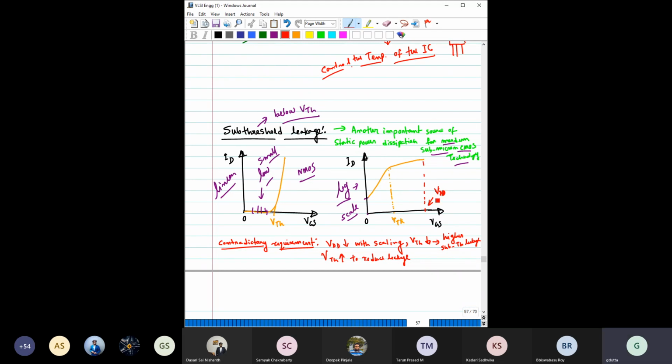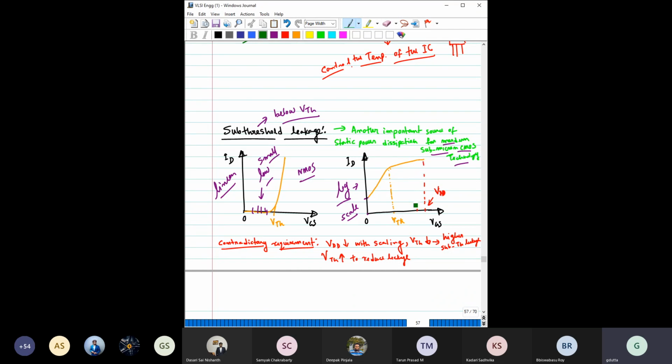Think about it from the scaling point of view. Suppose earlier you were dealing with 180 nanometer technology, and now we have reduced it to 120 nanometer technology. Then what will happen? Then you also have to reduce this VDD, right? So you have also reduced VDD. So say this VDD has reduced. Okay, fine. Then what would be the implication of that?